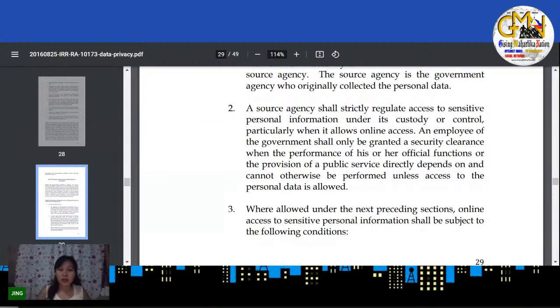Okay. Number 2. A source agency shall strictly regulate access to sensitive personal information under its custody or control, particularly when it allows online access. An employee of the government shall only be granted a security clearance when the performance of his or her official functions or the provisions of a public service directly depends on and cannot otherwise be performed unless access to the personal data is allowed.